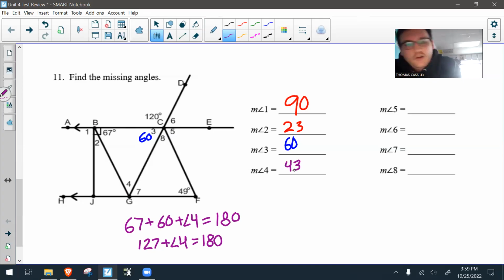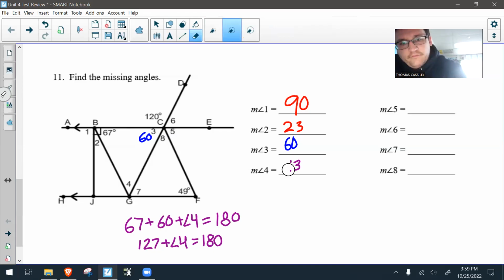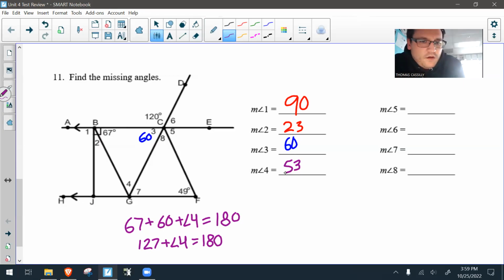I don't have a calculator here, so hopefully that's correct, and it's not. That's 53, right? 127 plus 3 is 130. 130 plus 50 is, yeah, so 53. Okay.